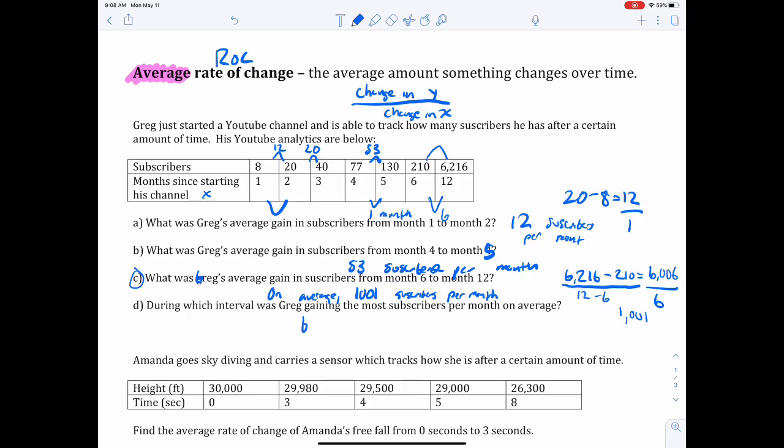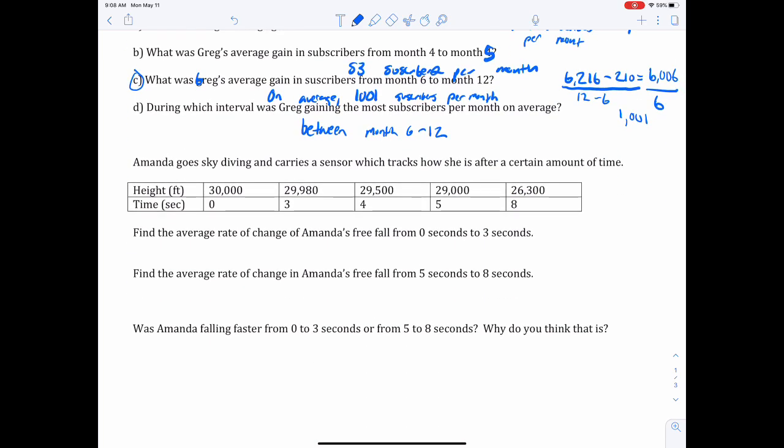It'd be between month 6 and month 12. He's already established. That's when he's accruing, he's gaining the most amount of subscribers. All right, let's look at another example here.